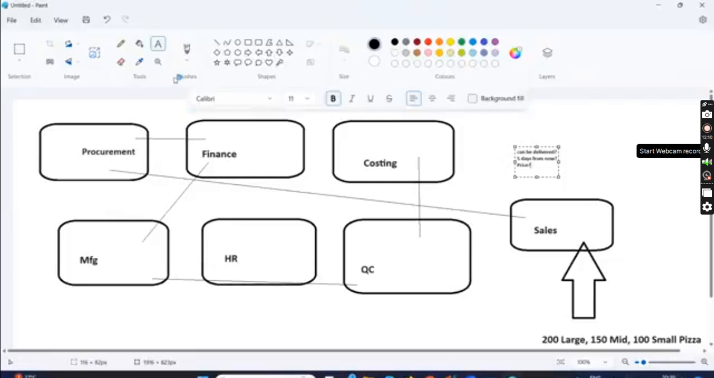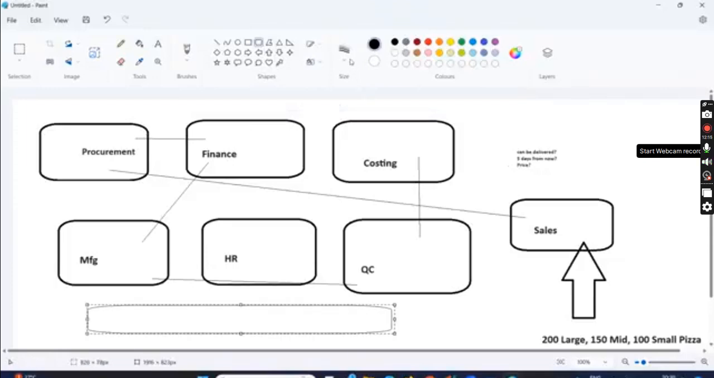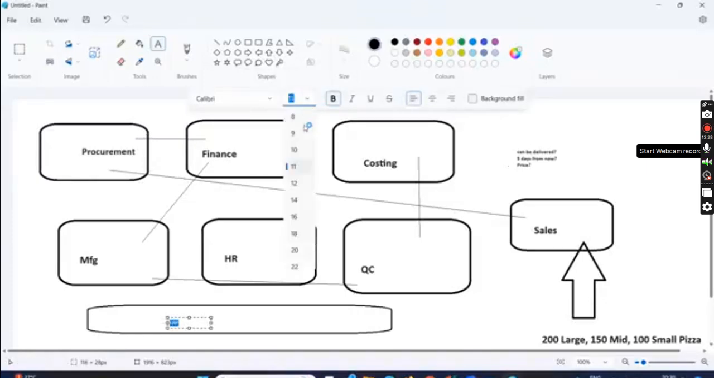Now, if we have an ERP solution, the ERP solution will ensure that all these systems are integrated, so that the sales department doesn't have to go to every department. All the information that is needed is maintained centrally, so that the procurement department, finance department, and costing department can see it by entering the query.